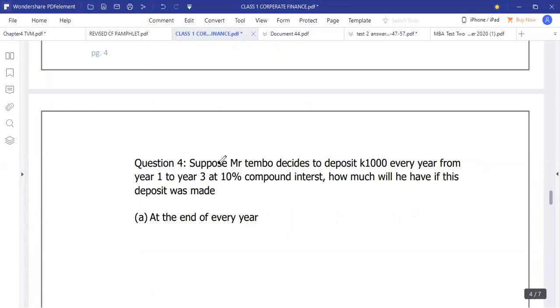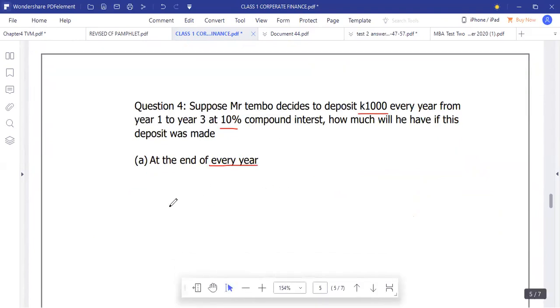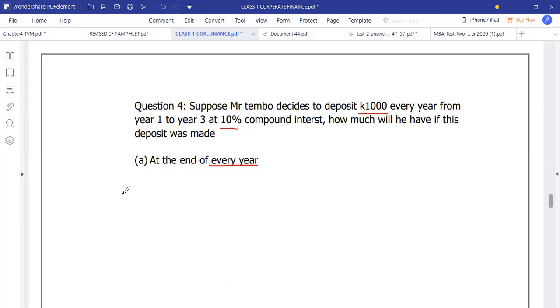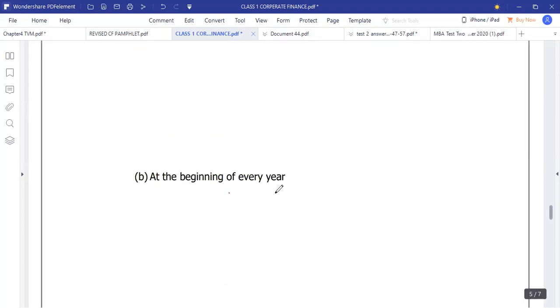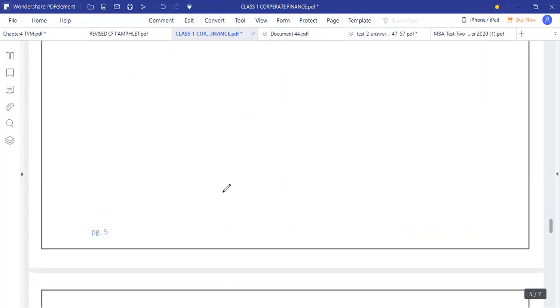So suppose Mr. Tembo decides to deposit 1,000 every year from year 1 to year 3 at 10% compound interest. How much will he have if the deposit is made at the end of the year? So this is what? This is an ordinary annuity. So how much will he have if it is made at the end of the year, if it's made at the beginning of the year?